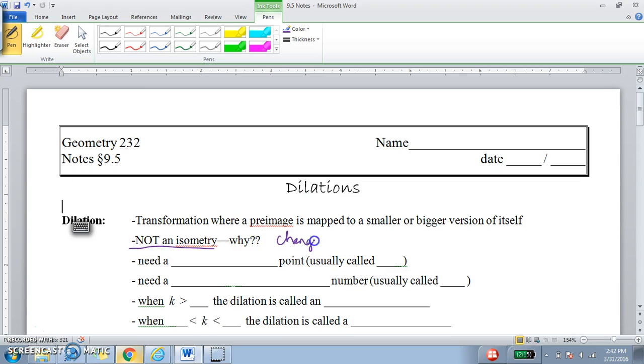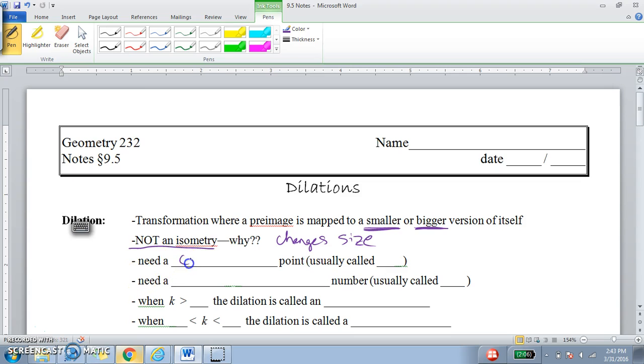It changes size. Okay, so a dilation, if you've ever heard of dilating someone's pupils, that just means to make their pupils really big. So your pupil is a small circle, and when you dilate it, it makes it bigger. So that's the idea of a dilation. A dilation could make something smaller as well, so either a smaller or bigger version of itself. It stays the same shape, but it just becomes bigger or smaller.